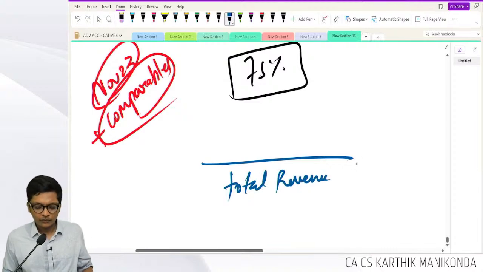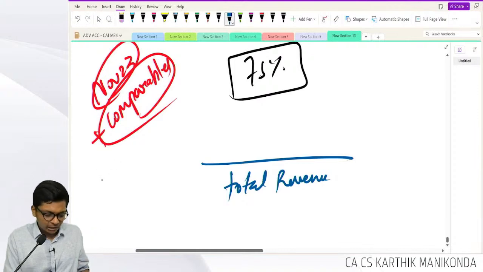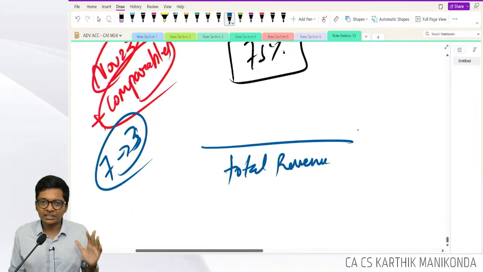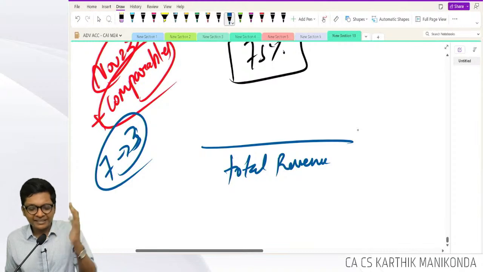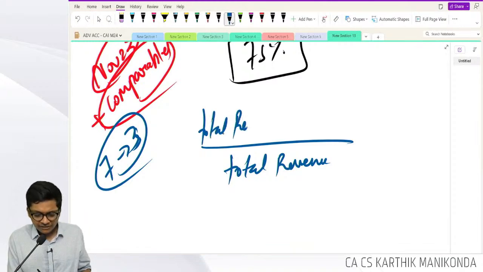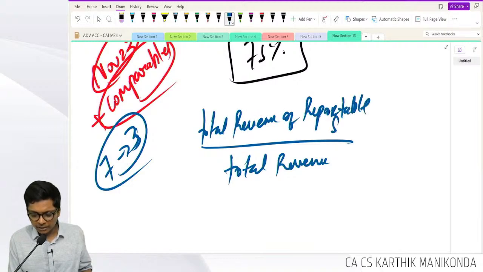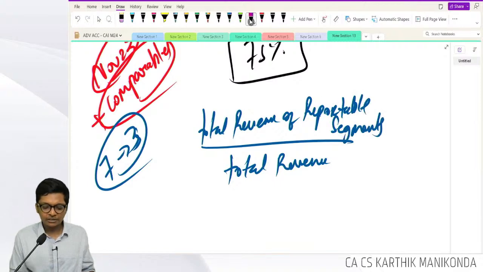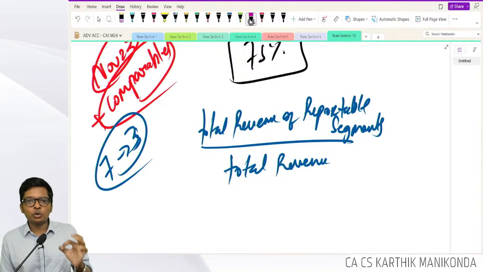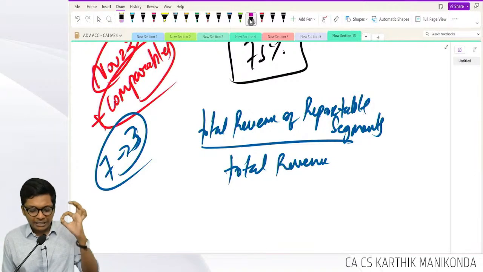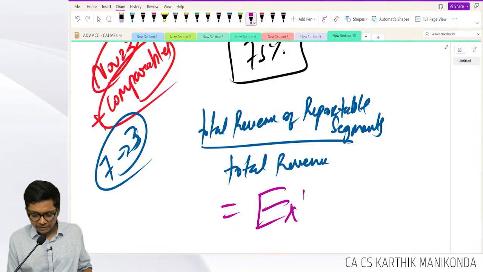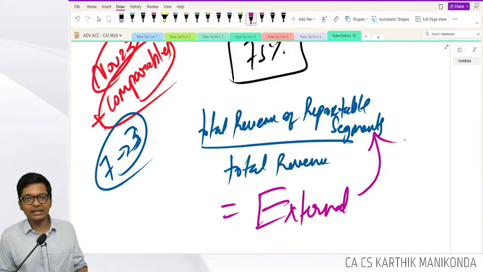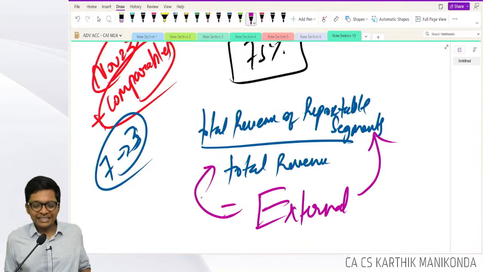Okay. What is the total revenue? Write down. What is the total revenue of reportable segments? Sir, I'm not understanding. Out of 7 segments, we reported 3. Or out of 20 segments, I reported 5 segments. Total revenue of reportable segments. So I'm comparing total revenue of reportable segments and total revenue, but this is going to be only external revenue.